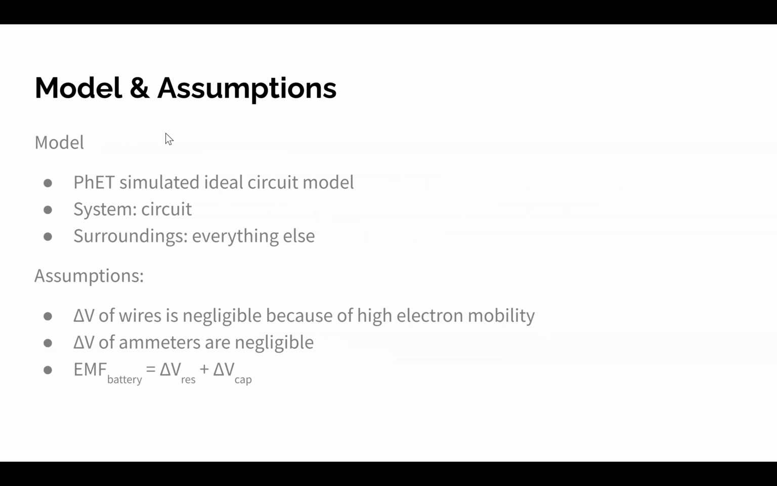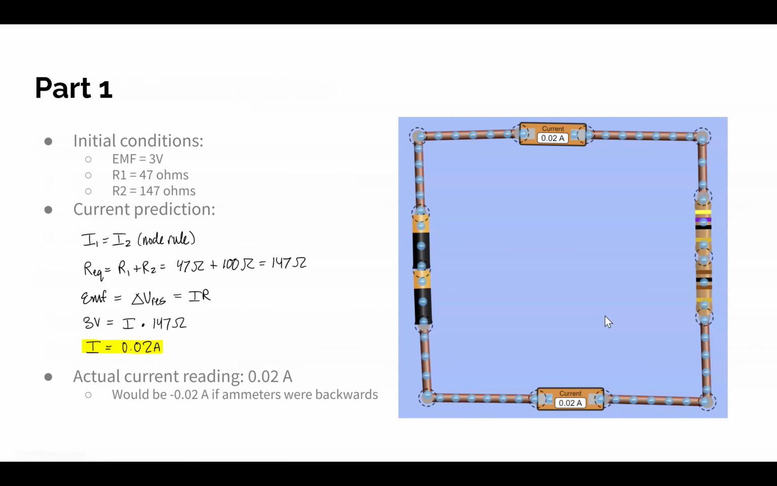So the model here is my computer model, and the system is a circuit, surrounding is everything else. And I assume that the delta V of the wires is negligible because of the high electron mobility, and also that the delta V of the ammeters is negligible, and that the EMF of the battery is equal to delta V of resistors plus the delta V of the capacitors.